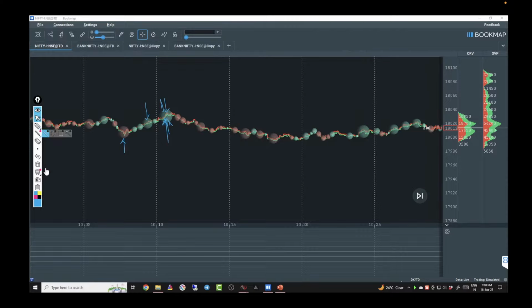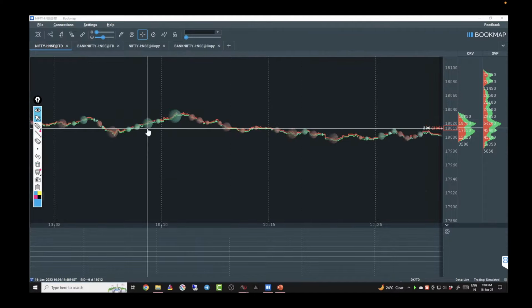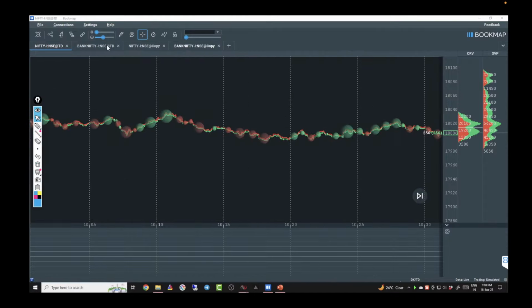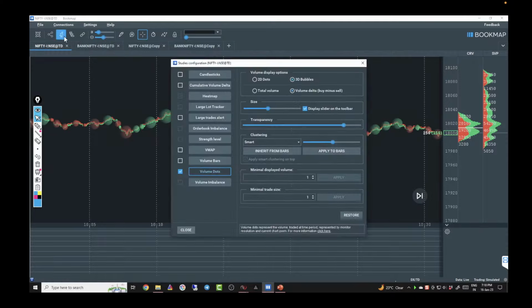So this is what we call a bubble. You can control the parameters of the bubble here, the size of the bubble and the transparency of the bubble, from these two settings. There is one more indicator.